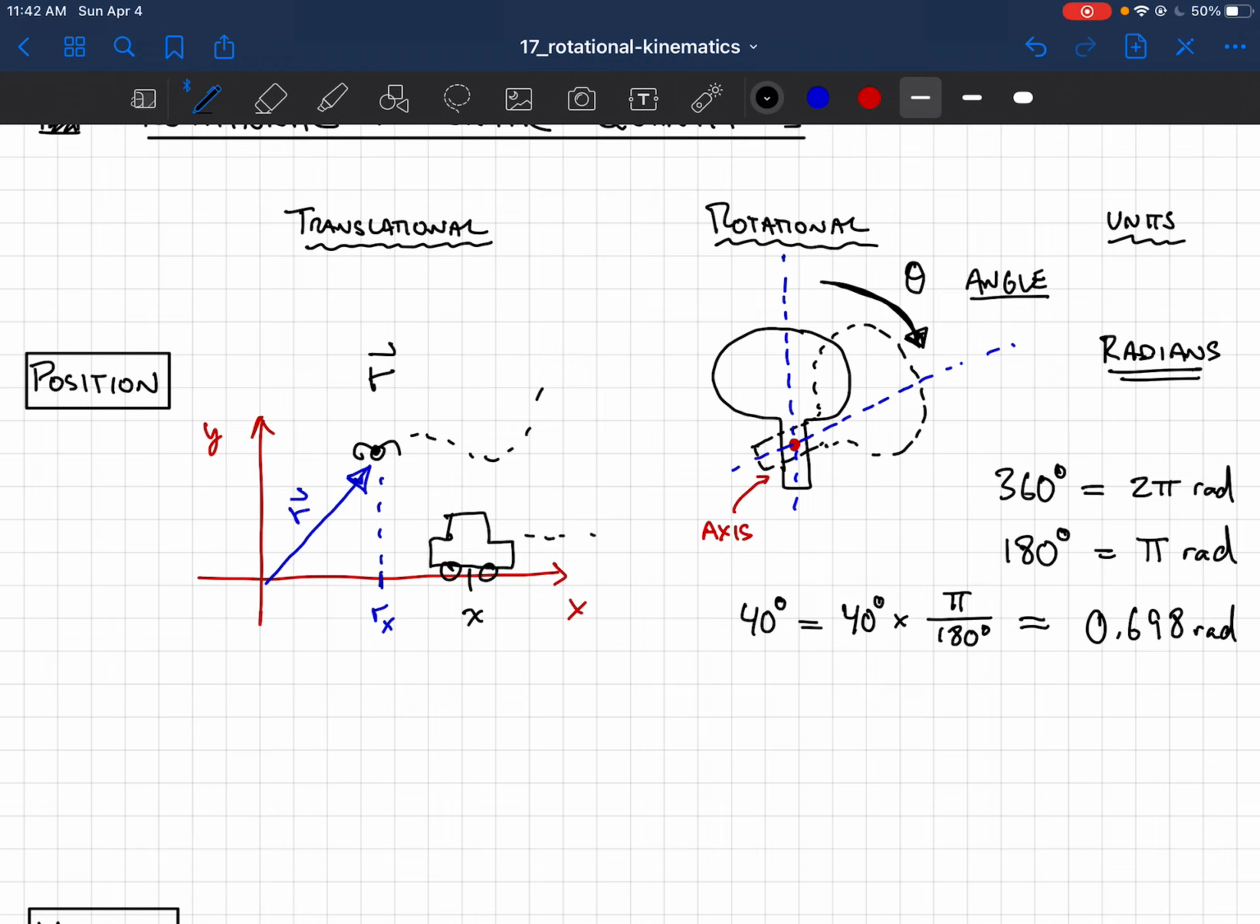Okay, so that's the rotational position, which we call the angle. Maybe I should highlight that a little bit more here. So, angle.